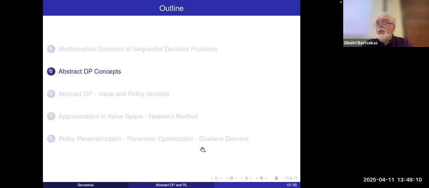So now let's come to abstraction. All of these problems have similar structure in terms of the Bellman equation. So we're going to abstract the ideas involved in a way that we can deal with a unified analysis.